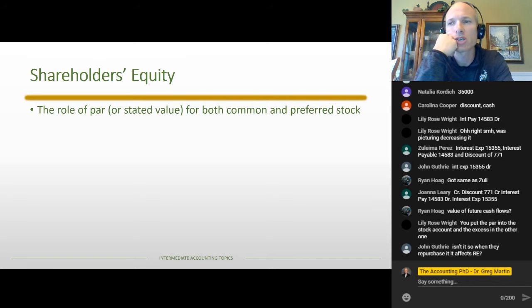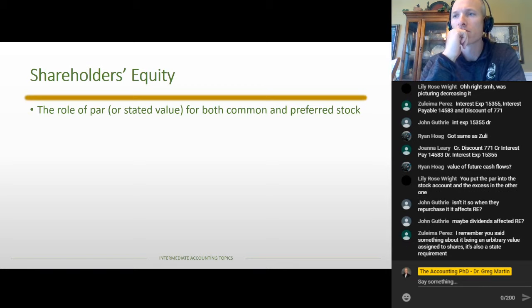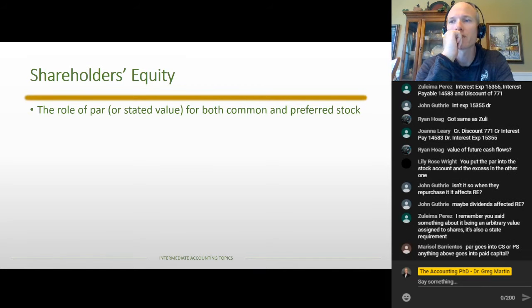I don't think there's a situation where that would really affect what goes into retained earnings when you're talking about a share repurchase. Because even if you were to retire the stock, that's only going to deal with the issue price. I guess the only marginal thing would be if there was a large stock dividend. That'd probably be the only thing. An arbitrary value, yeah, yep. So Zuli's kind of on track there.